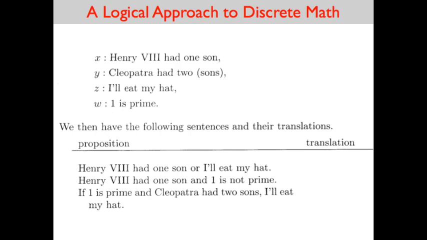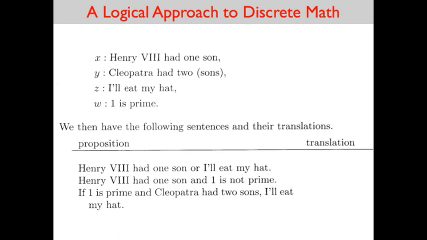Okay, for example, let's suppose you have this proposition: Henry VIII had one son, or I'll eat my hat. The first thing you have to do is say, well, Henry VIII had one son. That is a phrase, and we assign a letter to that. So we're going to assign X to that. And then, I'll eat my hat, we're going to call that Z.